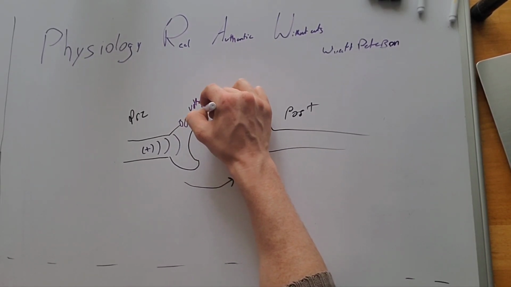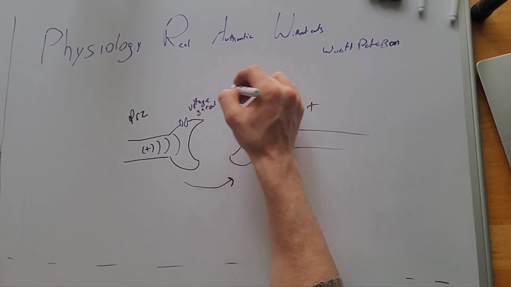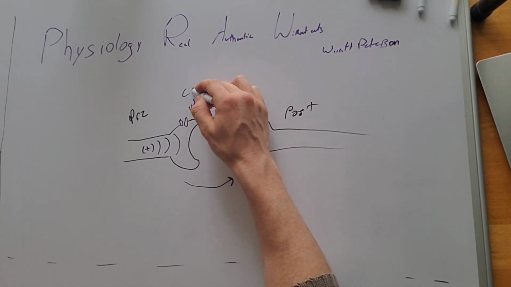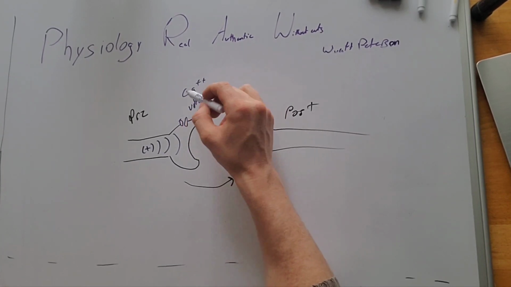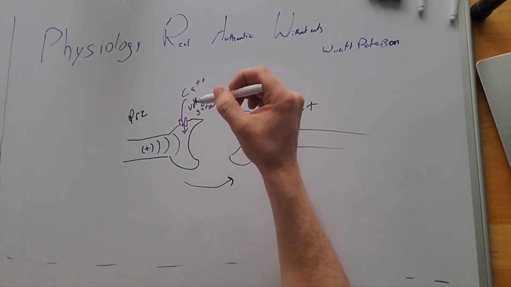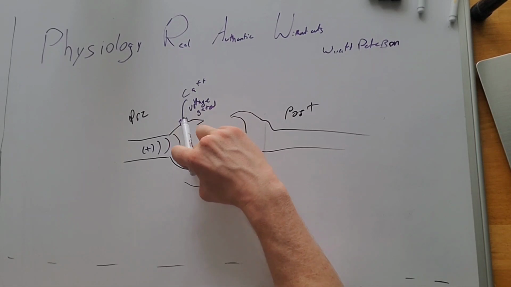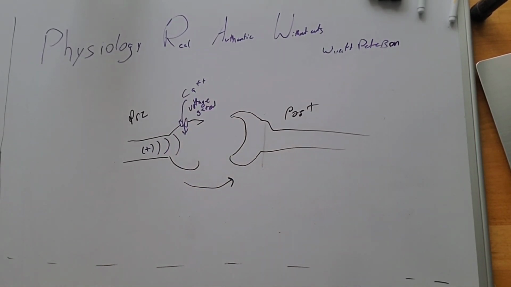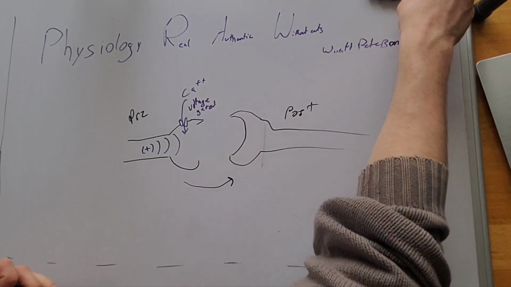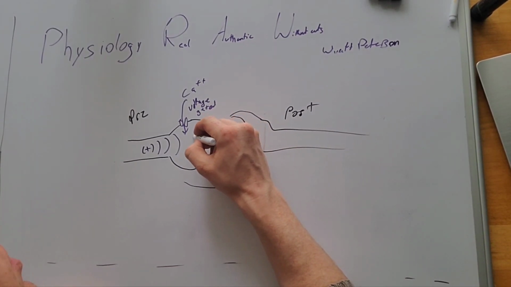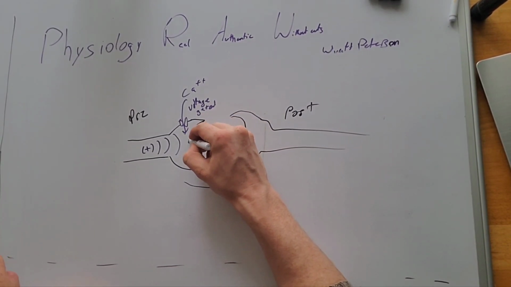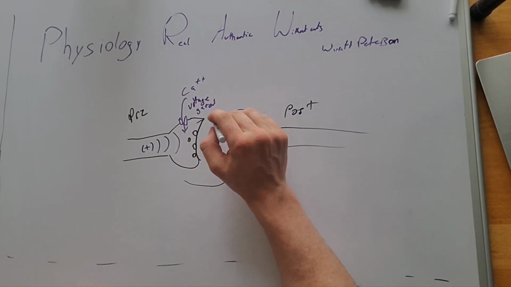Voltage gated. And so this will let in, I think it's some positive, but I'm pretty sure it's calcium, will get into the cell. And then what I didn't draw are some vesicles with neurotransmitters in them.